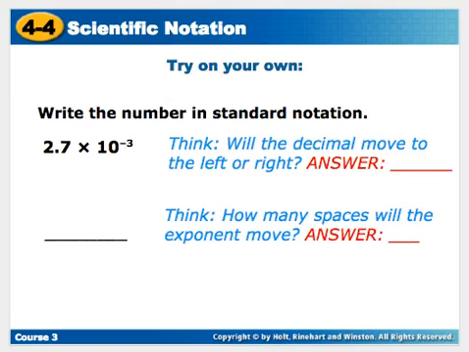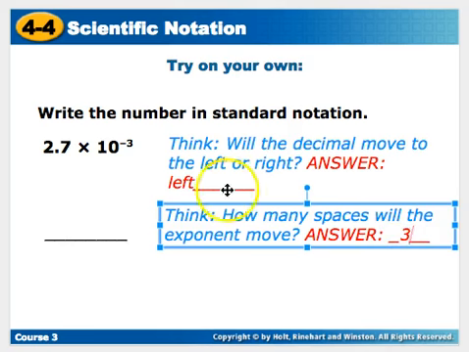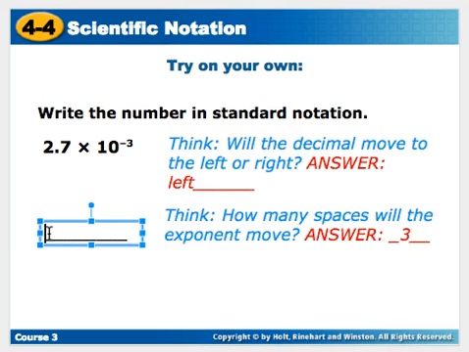So in this problem, you have 2.7 times 10 to the negative 3. Will your decimal move to the left or to the right? The exponent is negative, so it moves to the left. Then you need to think about how many spaces the exponent will move. Negative 3, moving to the left, 3 spaces. So you're left with the answer shown, and that's your answer.